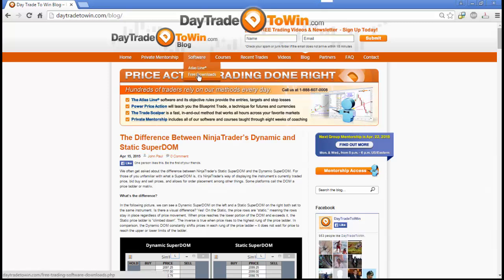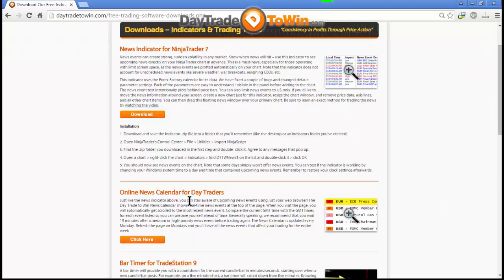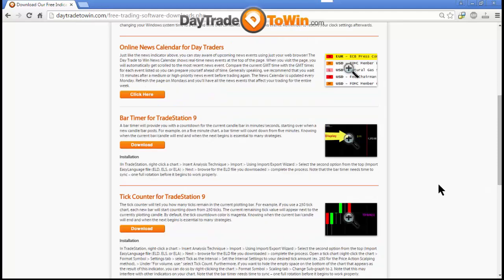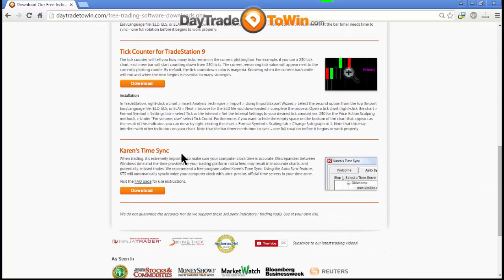Another aspect is the software tab and the free downloads. I have a few things here that some of you may be interested in, like a news indicator you can download for free, or an online news calendar you can access for free. For TradeStation users who want the bar timer, there's code here you can download for free, a bar timer and a tick counter. And this last one, Karen's Time Sync, is a program I think every trader should download. It's free, and I have linked it here. It makes sure your computer clock is linked to the rest of the world.